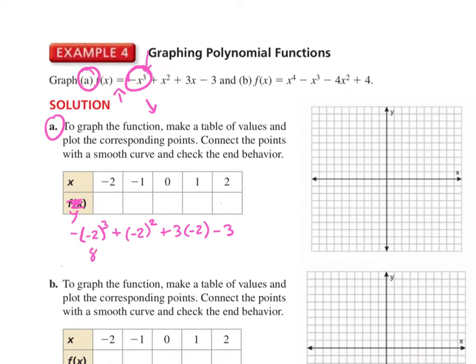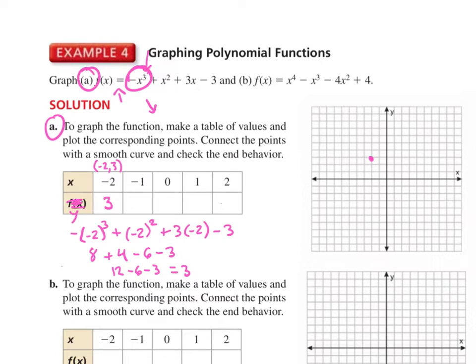Negative 2 squared, so this is plus 4. 3 times negative 2, negative 6, minus 3. 8 plus 4 is 12, minus 6 minus 3, so 12 minus 6 is 6, and 6 minus 3 is 3. So when we plug in negative 2, we get 3. So we go to our coordinate point. This is negative 2, 3. So we go to the left 2 and up 3. Put a point there.